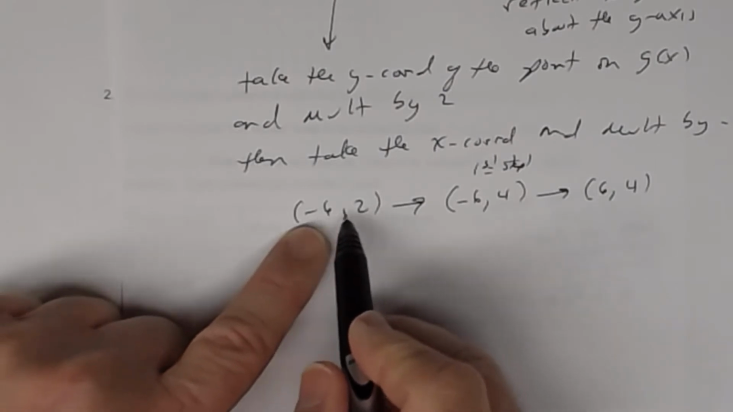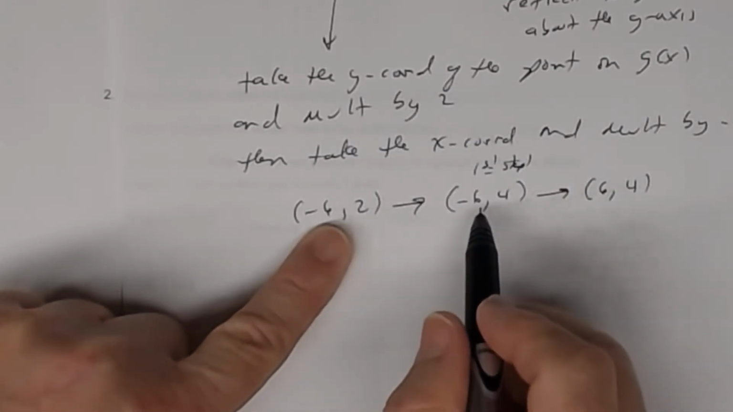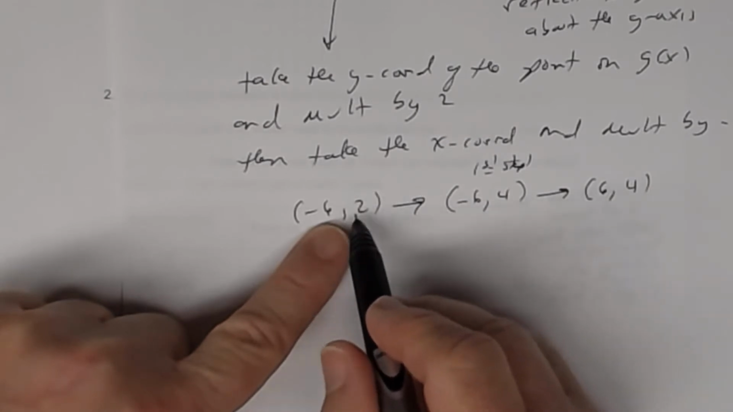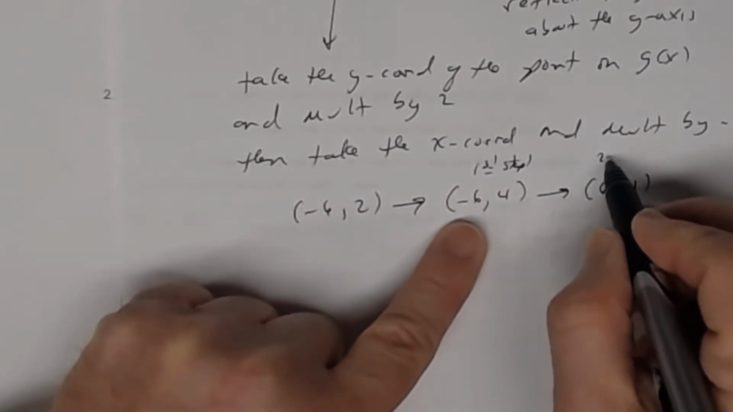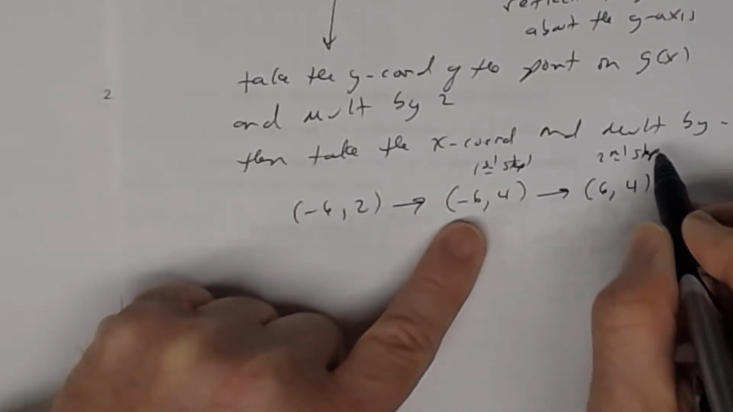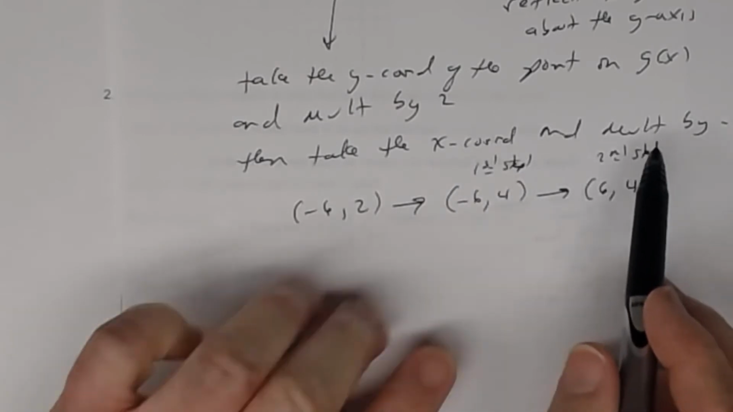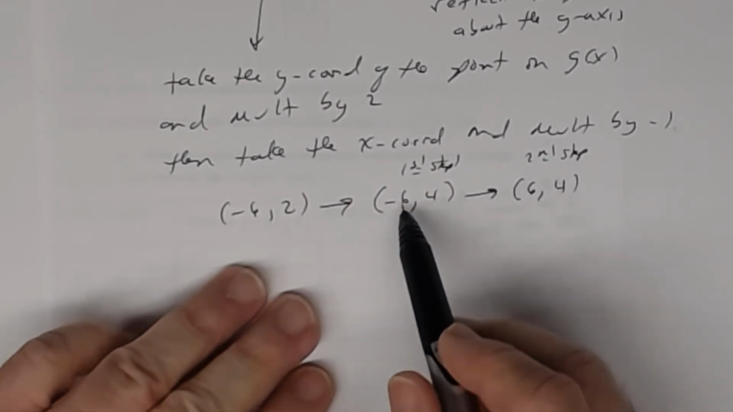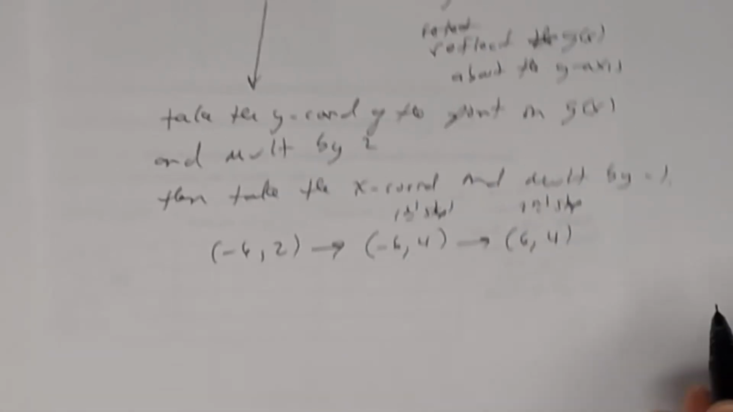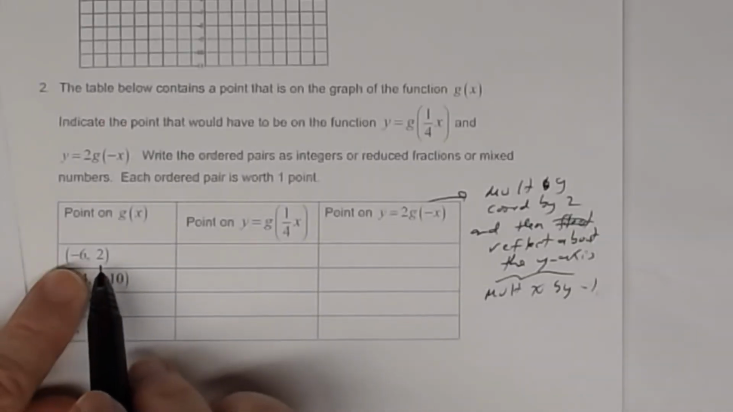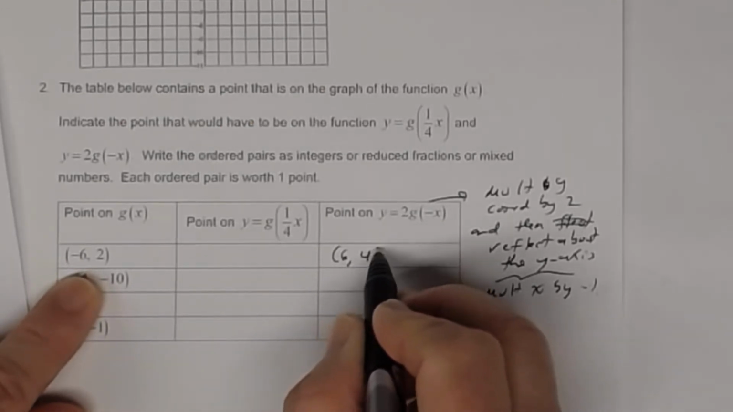So -6, 2, do it in steps. First step, multiply the y-coordinate by 2. The y-coordinate here is 2, and 2 times 2 is 4. Then the second step says I take the x-coordinate and take the opposite of it, which means the same thing as multiplying by -1. The opposite of -6 is a +6. And there's the answer. So this point here, -6, 2, becomes the point 6, 4.